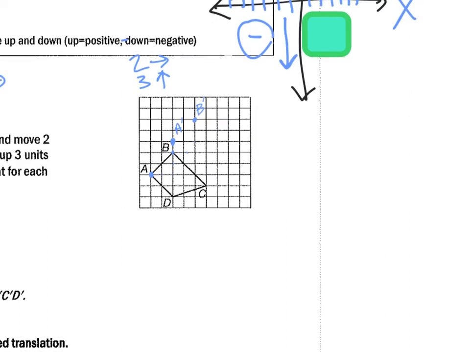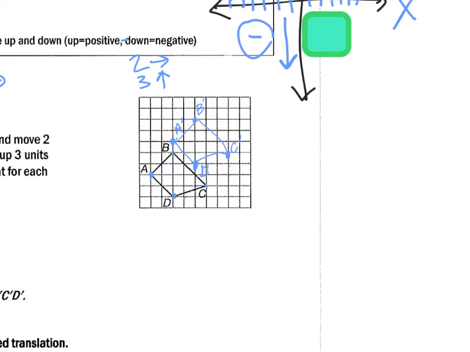Then C, I'm going to move it 2 spaces to the right, so 1, 2, and 3 up: 1, 2, 3. So that's going to be C prime. Same thing with D. Starting at that point, 2 to the right, and 1, 2, 3 up. And so that's going to be D prime.